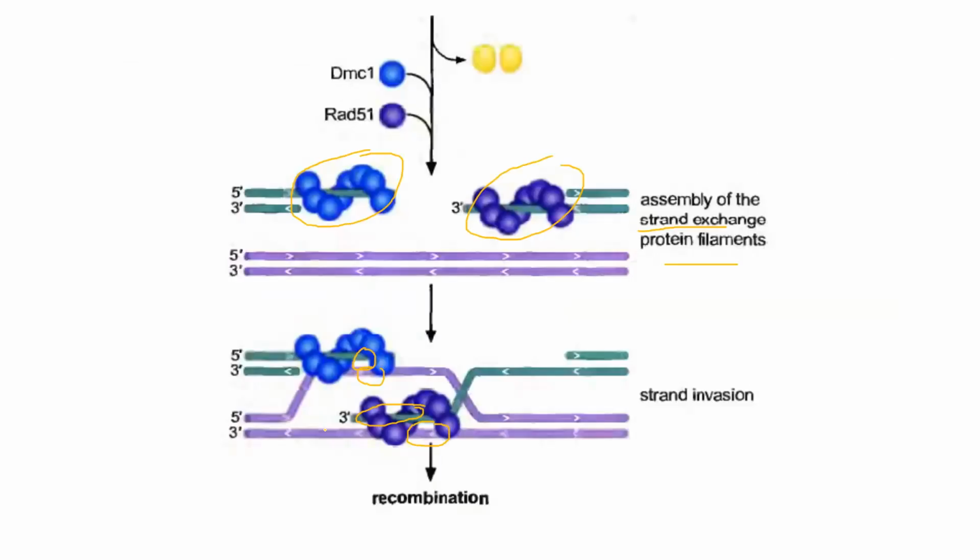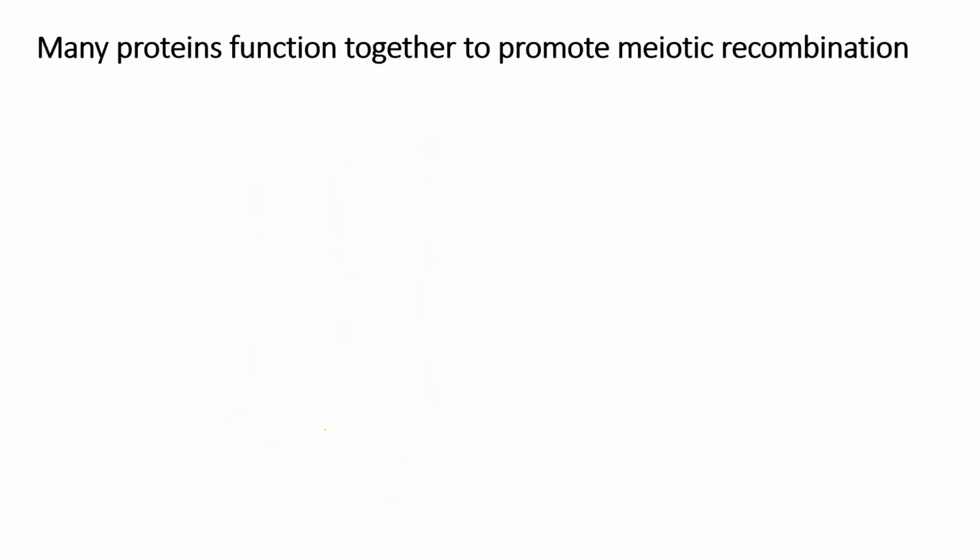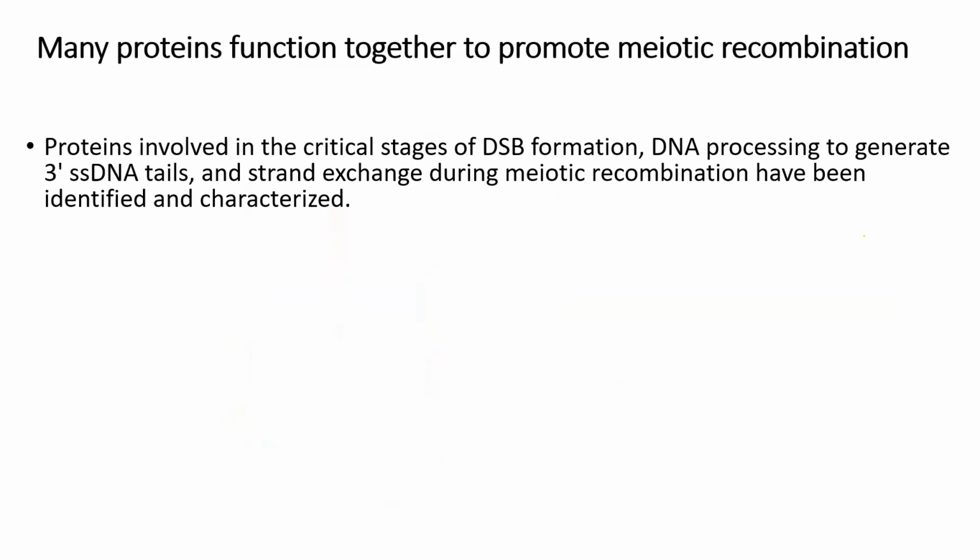Many proteins function together to promote meiotic recombination. So far, we have seen SPO11, MRX, and RAD51 and DMC1. But there are other proteins also that function together to promote meiotic recombination. Proteins involved in the critical stages of double-strand break formation, generation of 3' single-stranded DNA tails, and strand exchange during meiotic recombination have been identified and characterized.